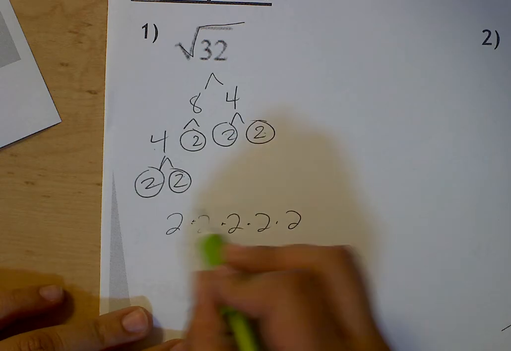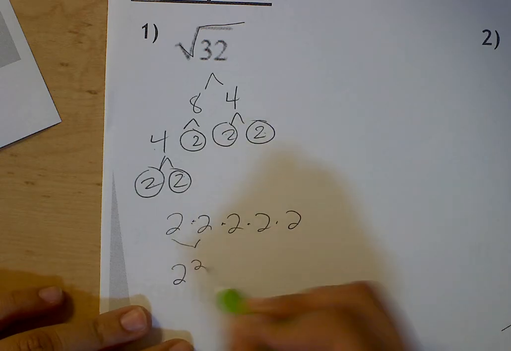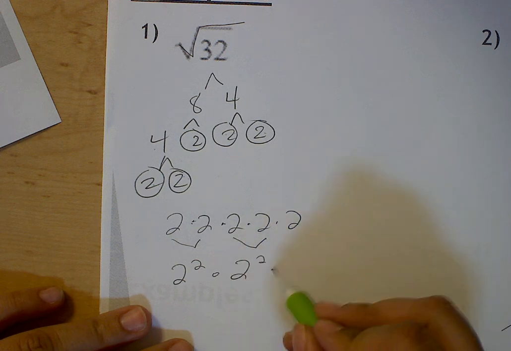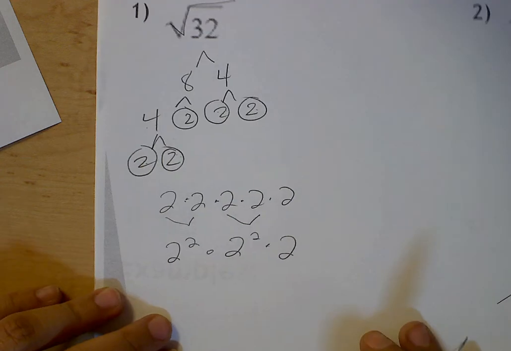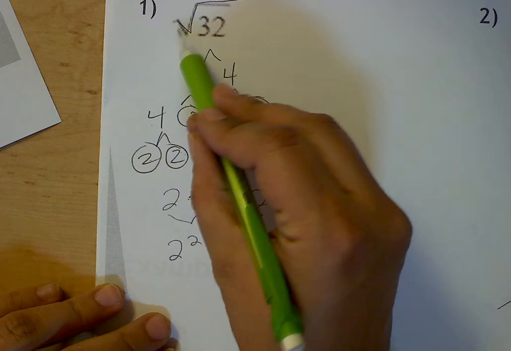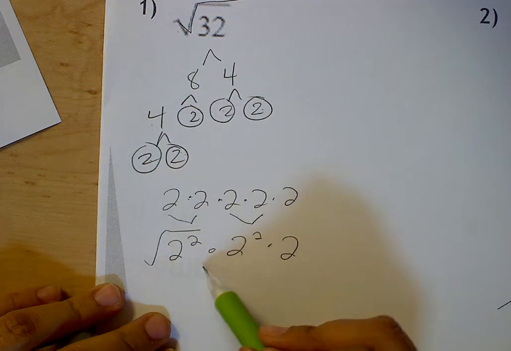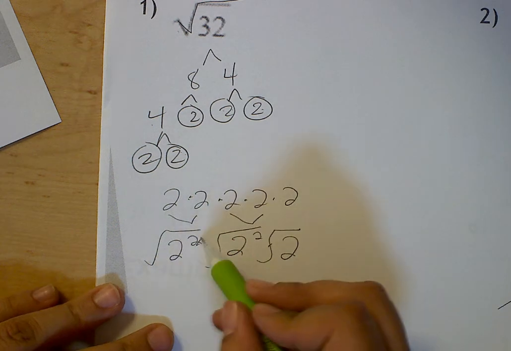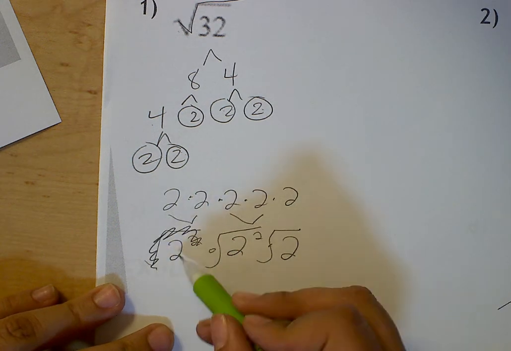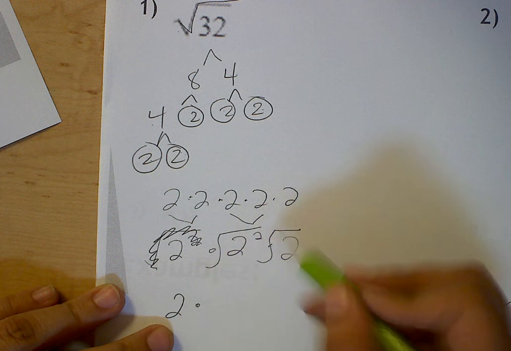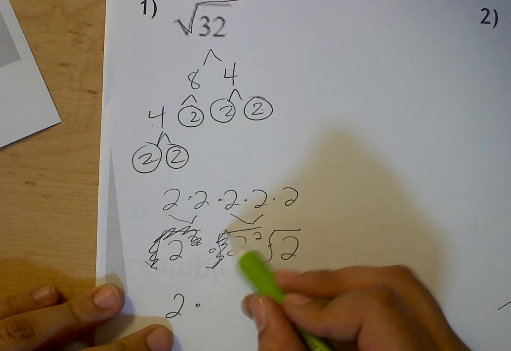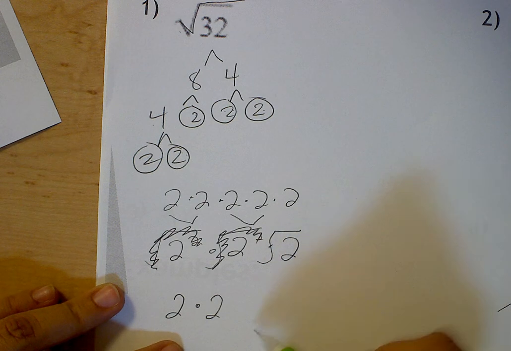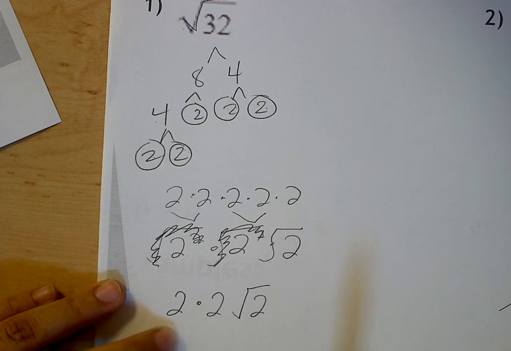So I'm going to take these two and write it as squared. And I'm going to take these two and write it as squared. And then that just leaves me with this last 2. Now this is good because if this is radical 32, that means technically all these are under the radical. Well, square root and squared cancel each other out. So you're just left with 2 times 2. Now this one doesn't have the squared, and so it is stuck under the radical.